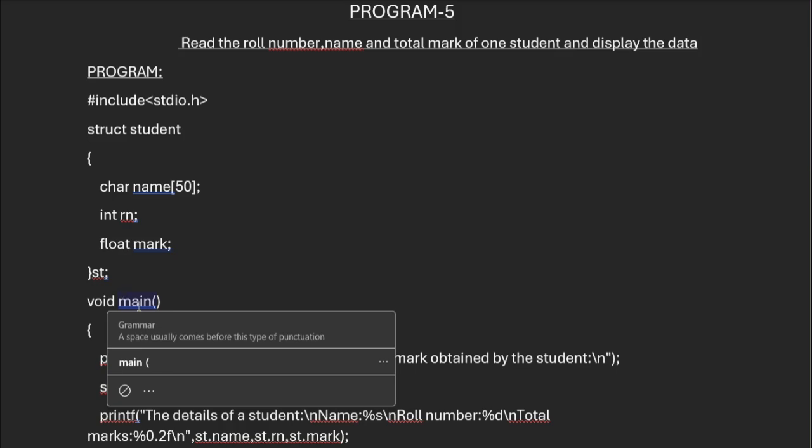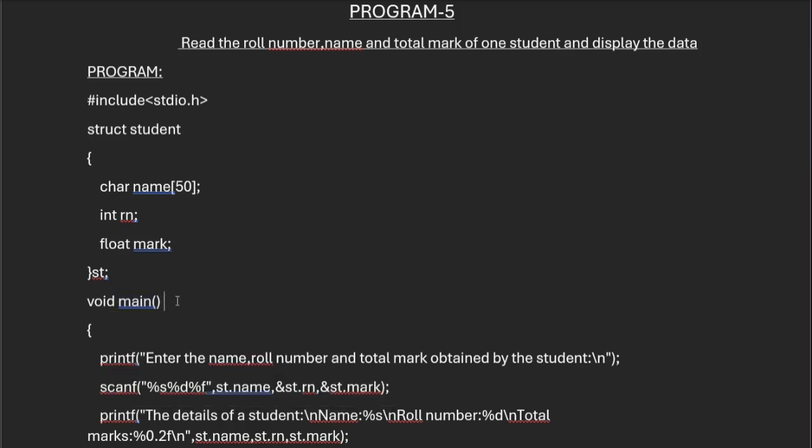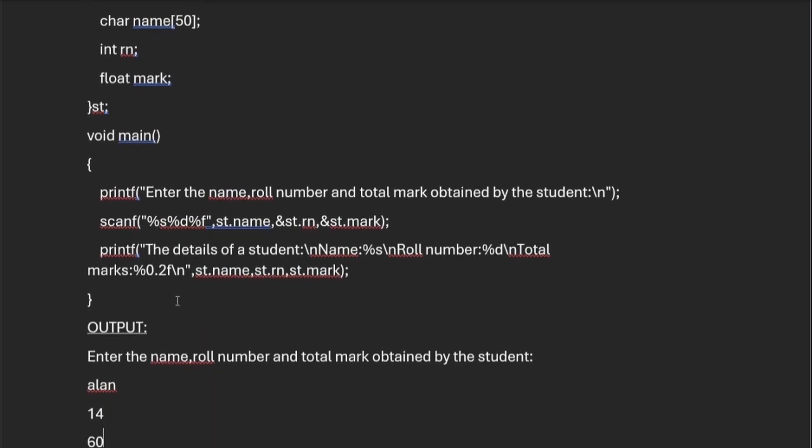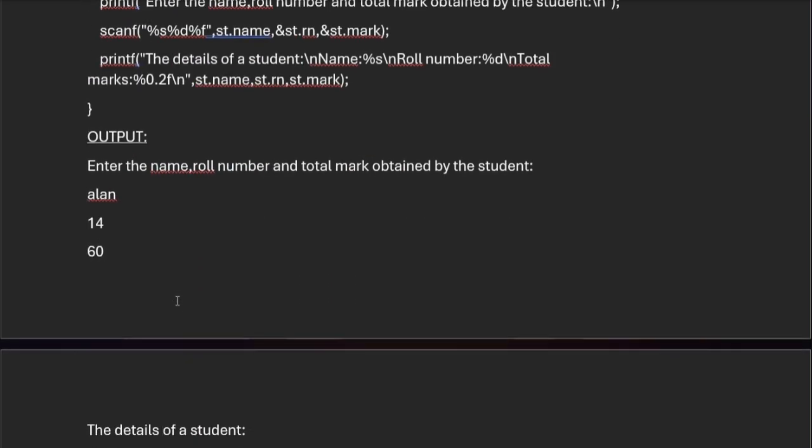The main function is the void main. In the main function, we prompt the user to enter the student's name, roll number, and total marks. We use scanf to read these values from the user and store them in the respective fields of the structure variable st. We then use printf to display the student's details in a formatted manner.